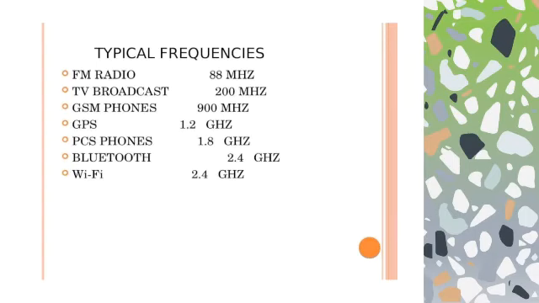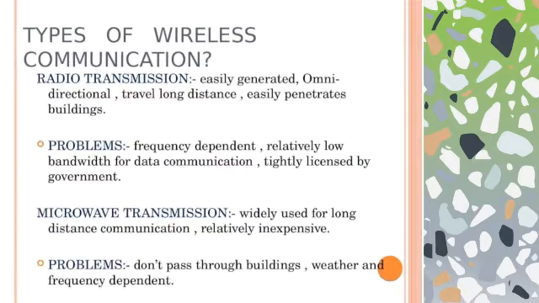What are the typical frequencies for these types of wireless communication? FM radio starts at 88 MHz, TV broadcast is 200 MHz, GSM phones use 900 MHz, GPS uses 1.2 GHz, PCS phones use 1.8 GHz, Bluetooth uses 2.4 GHz, and Wi-Fi uses 2.4 GHz. What are the types of wireless communication?